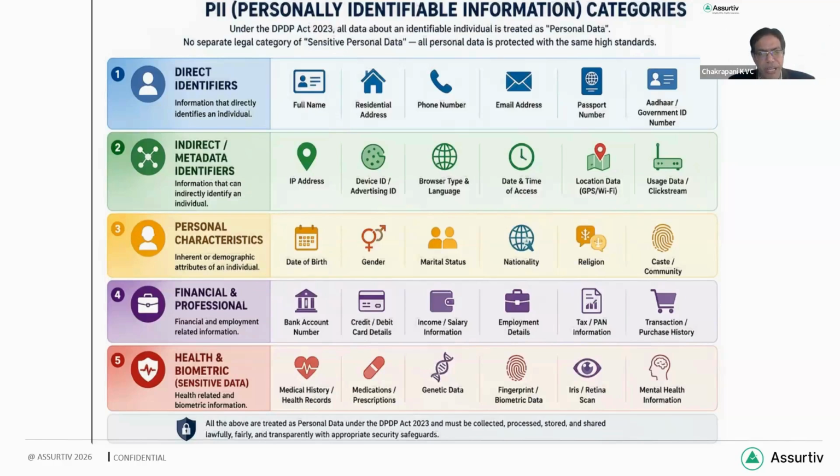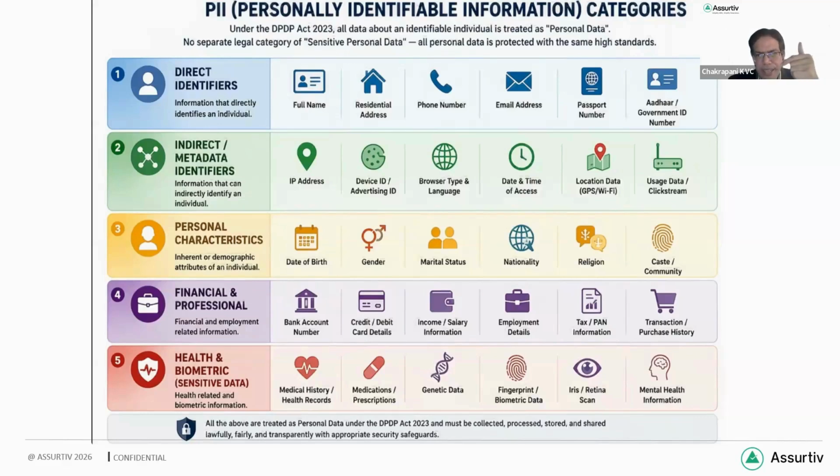Whatever we provide during transactions. For suppose we have been hospitalized. When I pay the hospital discharge bill or admission bill, or in between for any services provided by the nursing staff, paramedics or other medical fraternity, this is going to take place. So: bank account number, credit card or debit card details, income or salary information, employment details, tax or PAN information, and transaction or purchase history. All these fall under financial and employment related information.